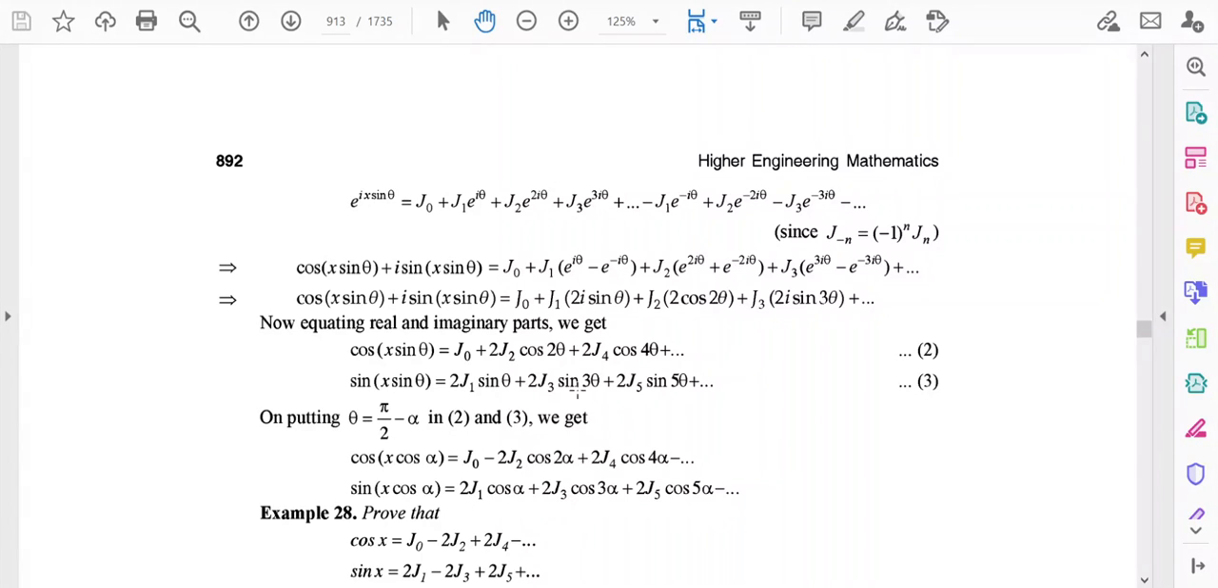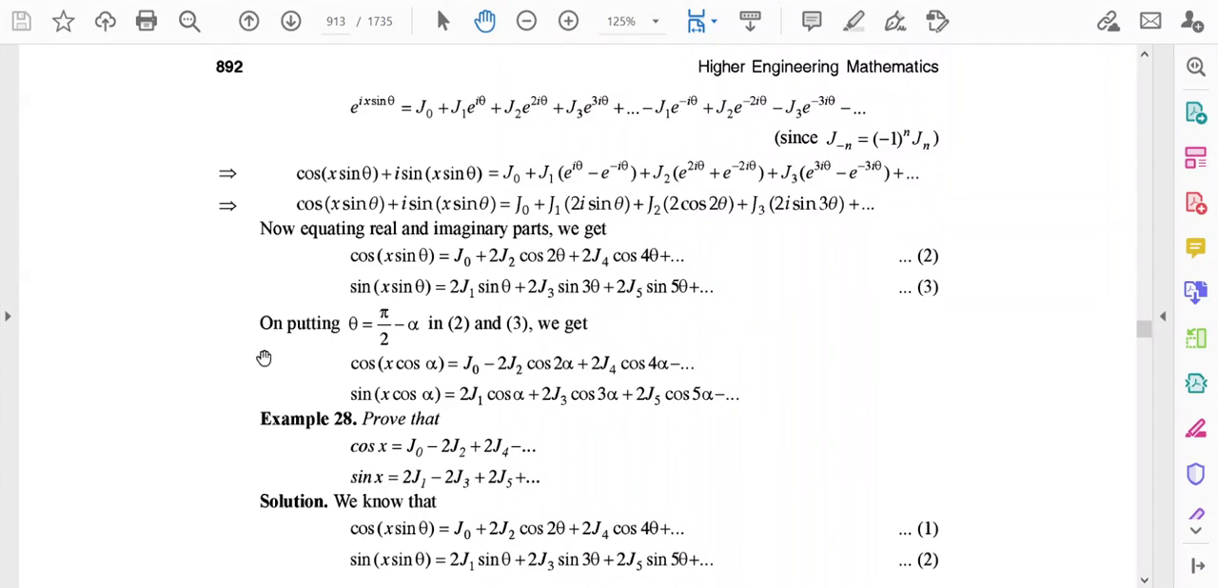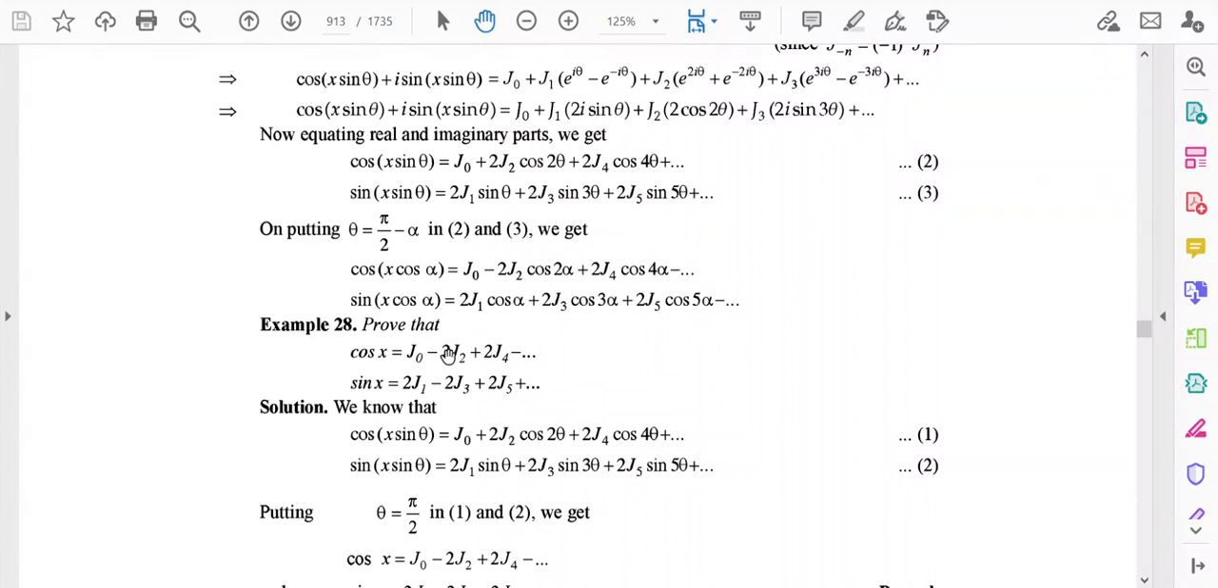And these equations are very important, because from these equations we can show some other types of derivation. For example, you just look at this example, that we have to show that cos x is equal to j0 minus 2j2 plus 2j4 and so on. Sin x is equal to 2j1 minus 2j3 plus 2j5 and so on. That is, here we have to show that the cos series and sin series can be written in terms of the Bessel function. This is a very important problem.